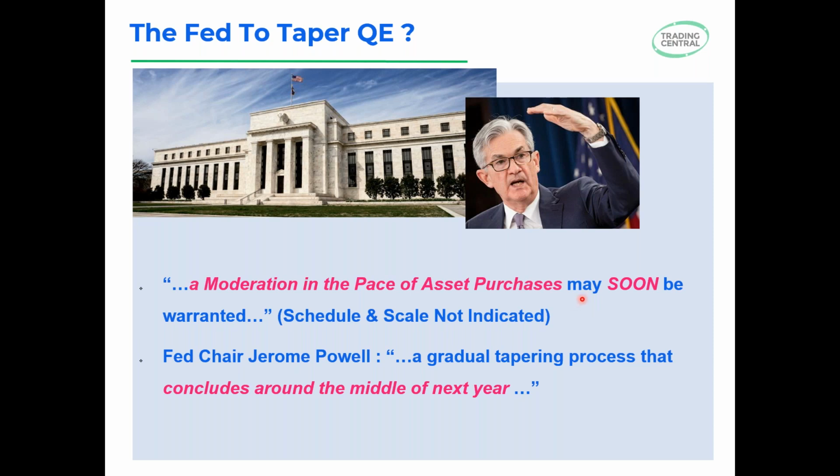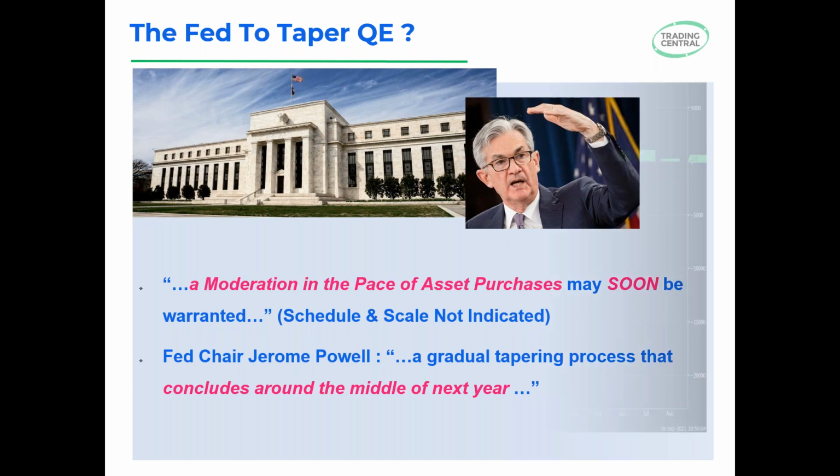Unknown. And then after the meeting, Jerome Powell, the Fed chair, came out and said that maybe the cutting will be concluded in the middle of next year, 2022. But still we don't know how much they are going to cut and when exactly they are going to cut. Why am I talking about this point?